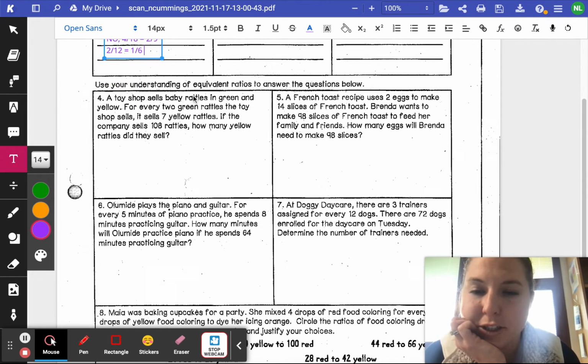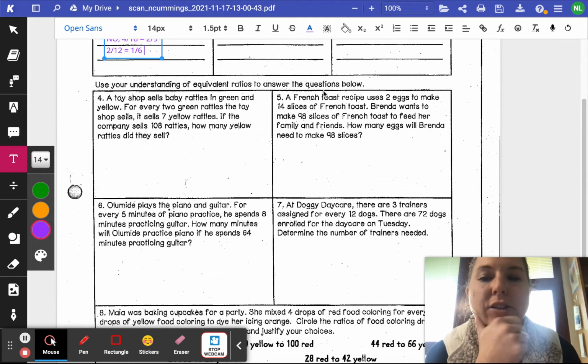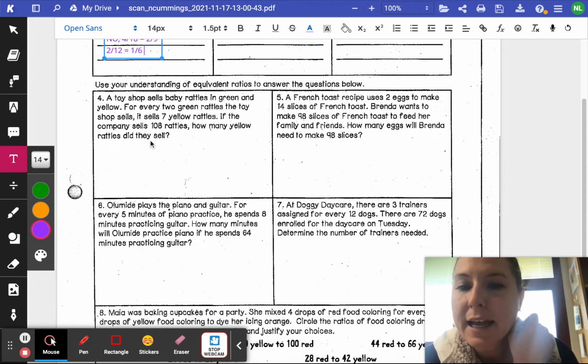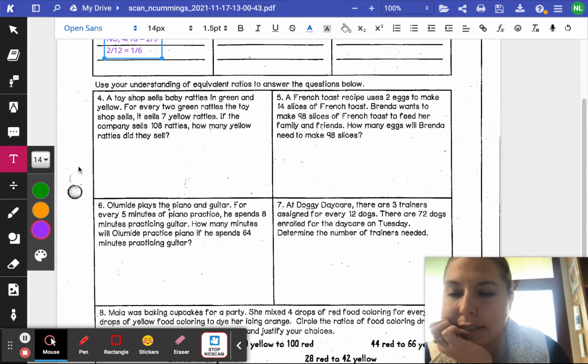Question number 4. Use your understanding of equivalent ratios to answer the questions below. A toy shop sells baby rattles in green and yellow. For every 2 green rattles the toy shop sells 7 yellow rattles. If the company sells 108 rattles, how many yellow rattles did they sell?